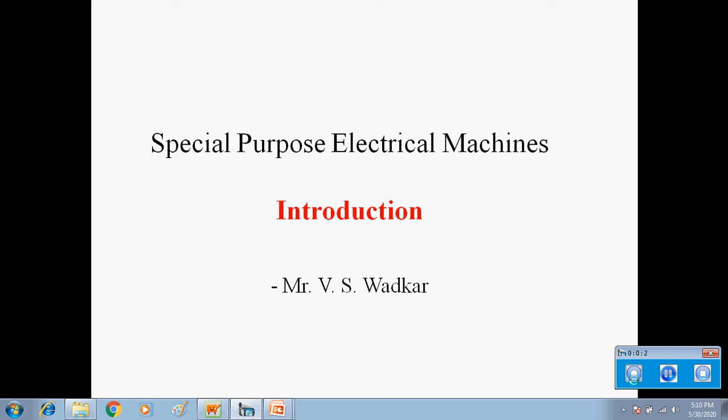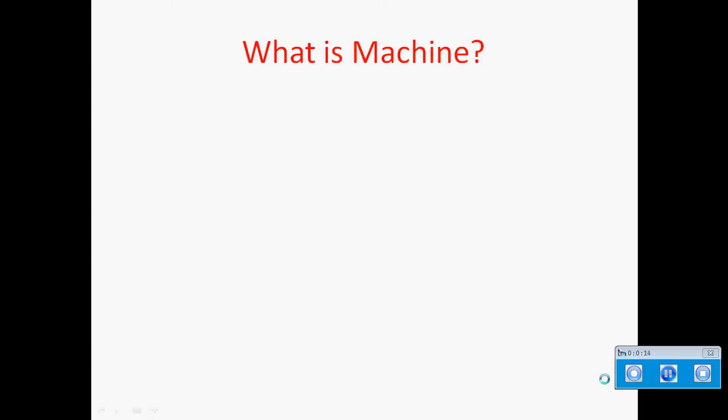Hello friends, today we will see the introduction of special purpose electrical machines. Before that, first we will see what is machine. A machine is a thing that is created by people to make work easier. It is a tool or invention which multiplies the effect of human effort.